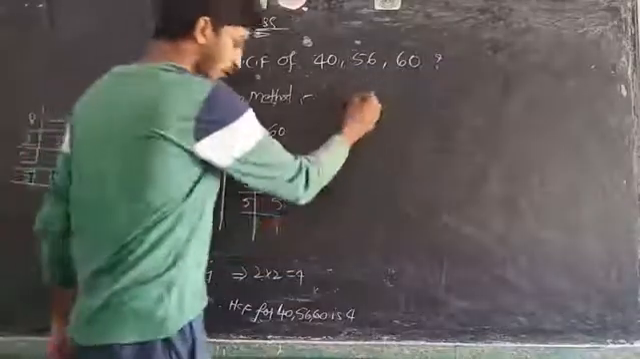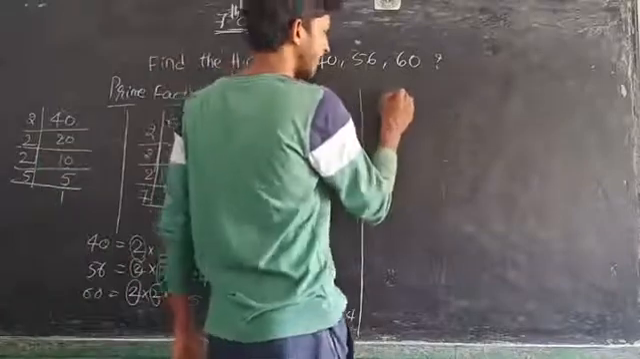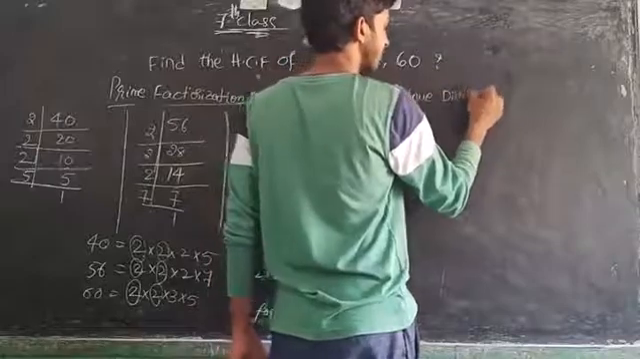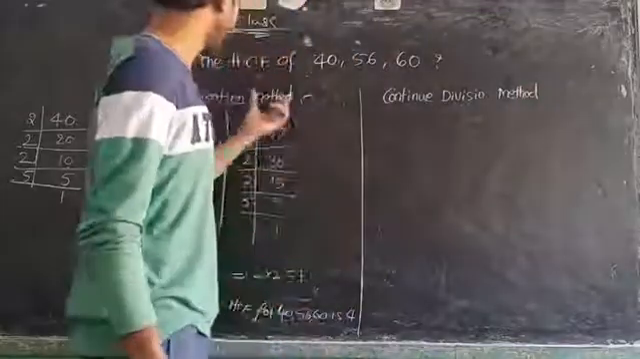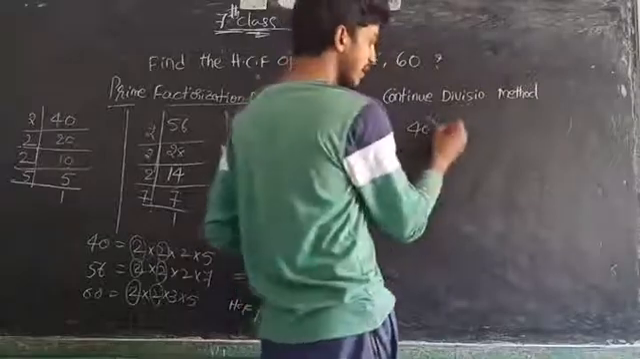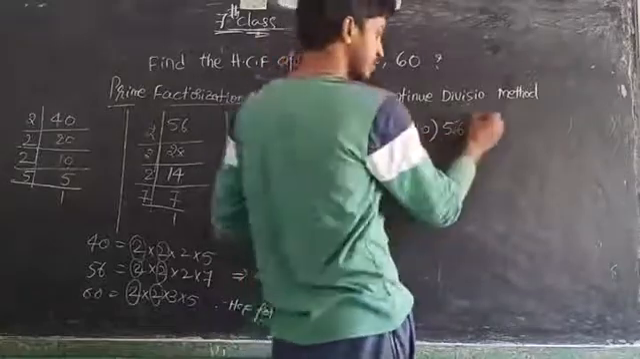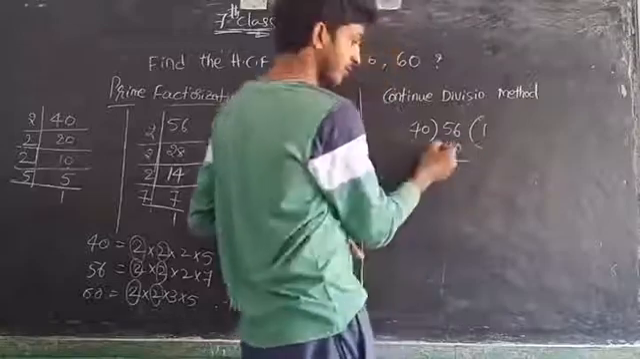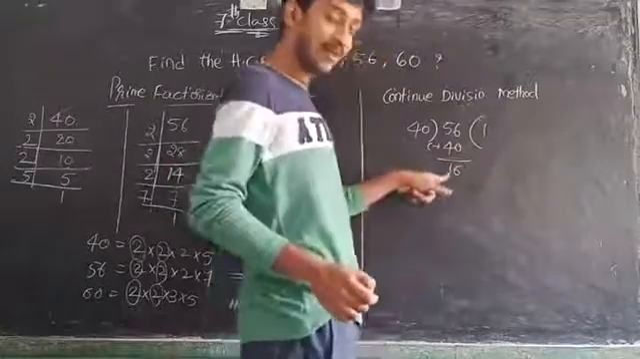Okay children? Now by using the second method, the continuous division method, we have to find the HCF. First of all I am taking these two numbers, 40 and 56. I am dividing 56 by 40. So 40 is the divisor and 56 is the dividend. How many times? 1 time 40. 56 minus 40 is equal to 16. So here the remainder is 16.